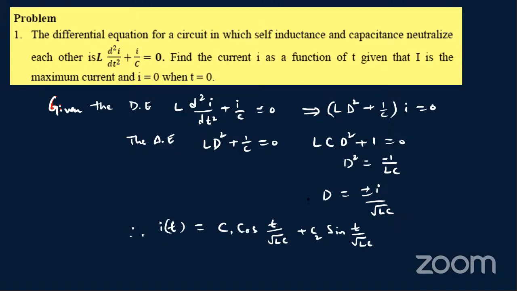As there is no electromotive force present, the right hand side is 0, thereby we don't have any particular integral, and hence the general solution itself, I of t, is given in this form, C1 cos t by root LC plus C2 sin t by root LC. Now, the problem says that when t equals 0, initially the current is equal to 0. We make use of that and find out the values of constants C1 and C2.